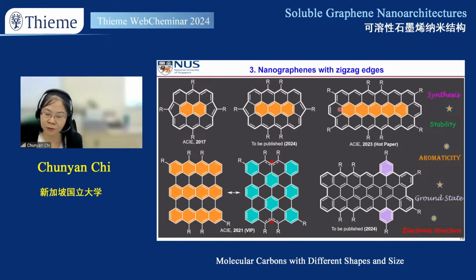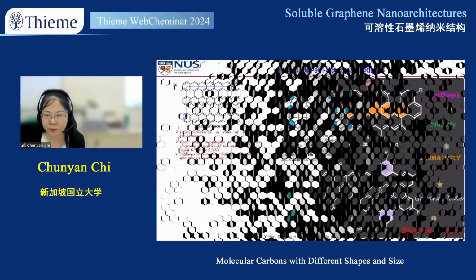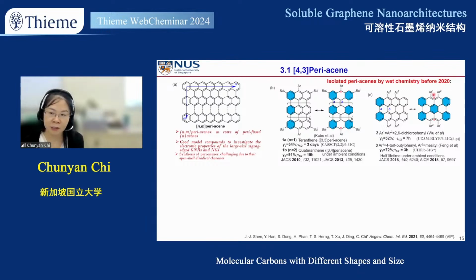Of course, fusing benzene rings on the bay position or on the zigzag edges of periacenes makes new pi structures with better stability, and at the same time they still keep the open shell theoretical ground state. So here I want to introduce. Before 2020, only a few isolated periacenes were reported and synthesized by wet chemistry. For example, these are teranthene and quarteranthene reported by Professor Kubo's group. These are peritetracenes reported by Professor Wu and Professor Feng's group, respectively.